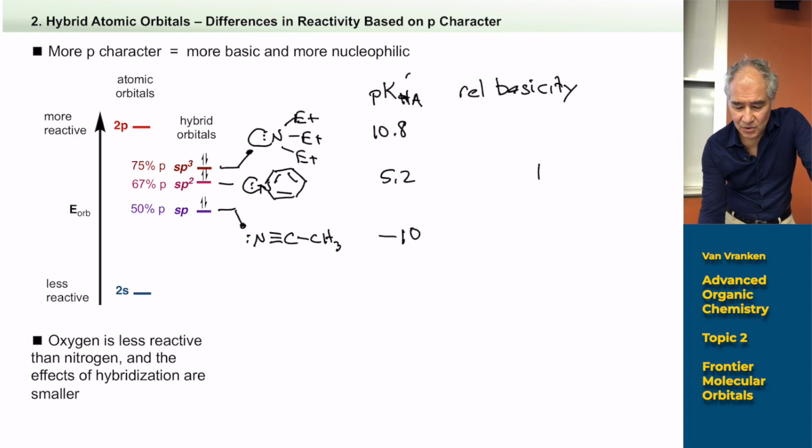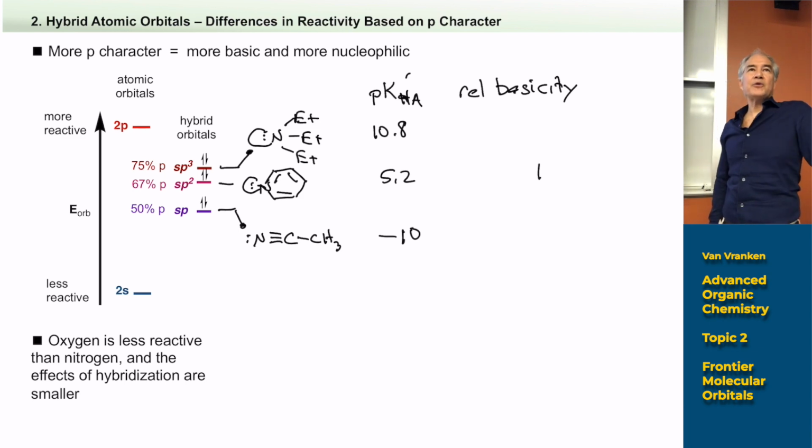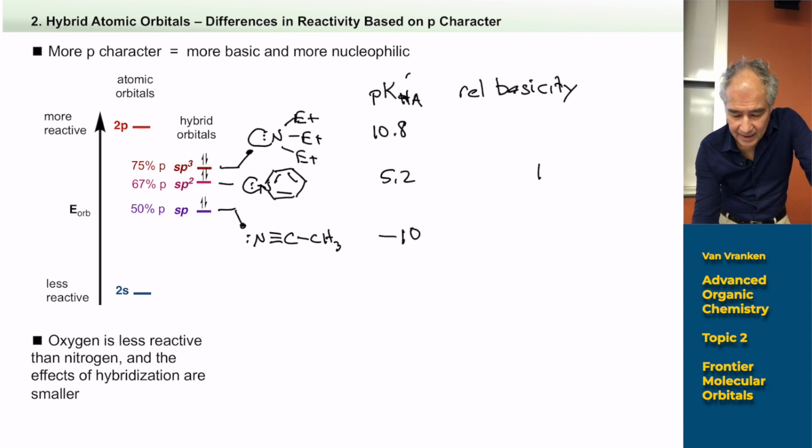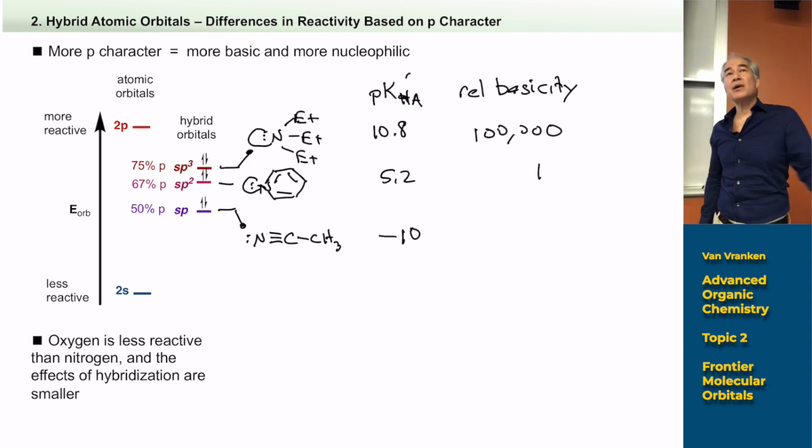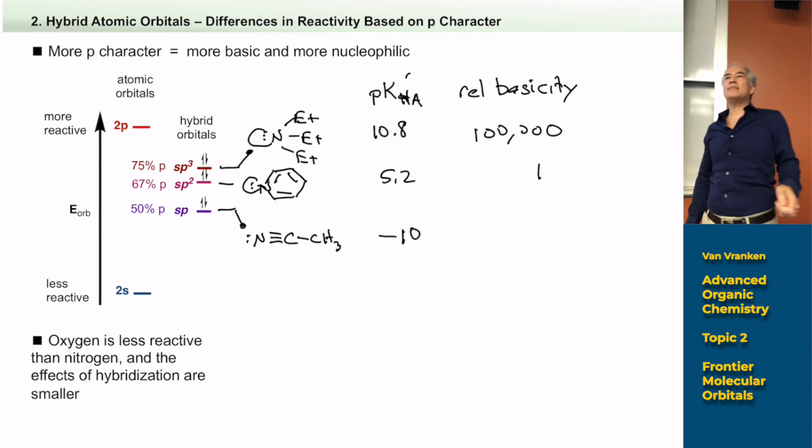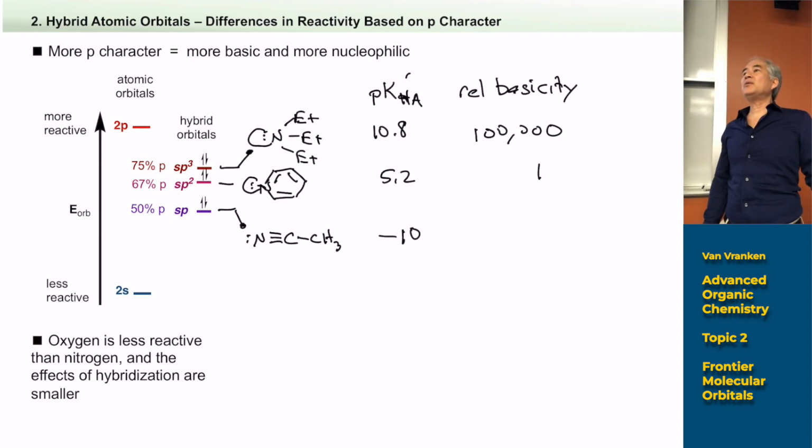So I'm just going to assign pyridine a value of 1. Now, triethylamine has more p character, and just from the pKa's, I can predict the relative basicity. It's 100,000 times more basic. That lone pair on triethylamine is 100,000 times more basic than the lone pair on pyridine. So when I use pyridine, I'm using it as a weak base, 100,000 times weaker. And that's due to the p character. It's not sterics or anything like that, it's p character.